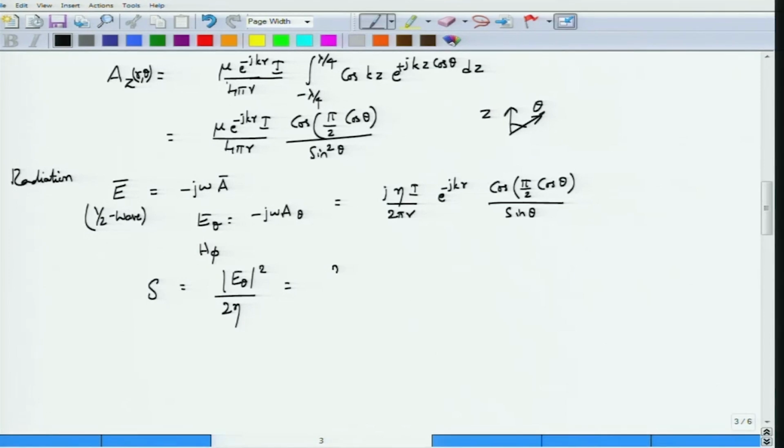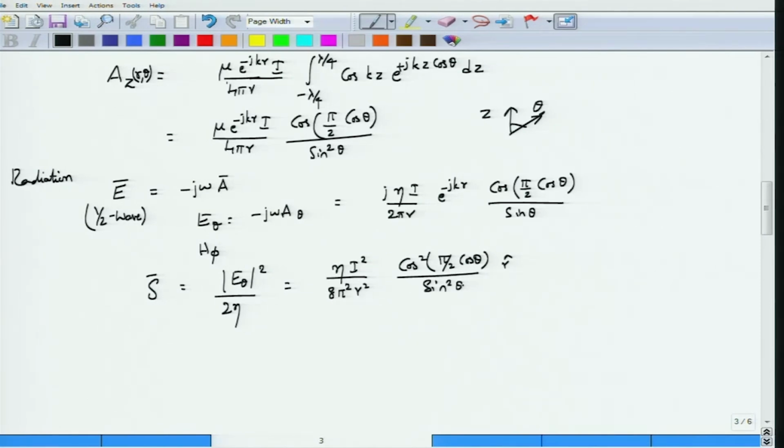Okay. So, this is given by eta I square divided by 8 pi square r square, cos square of (pi by 2 cos theta) divided by sin square of theta. Okay. And this would be along the radial direction. Now, what is the radiation pattern? Well, you see that this is cos square of pi by 2 cos theta at theta equal to 0, right. So, at theta equal to 0, cos theta is 1, but sin theta will not be equal to 0, correct.